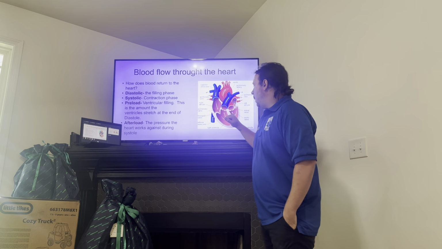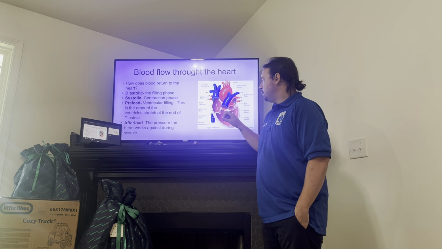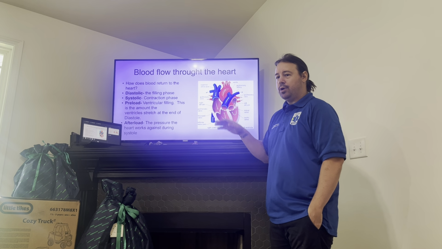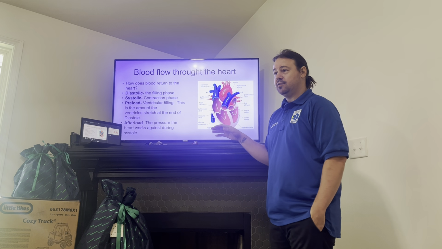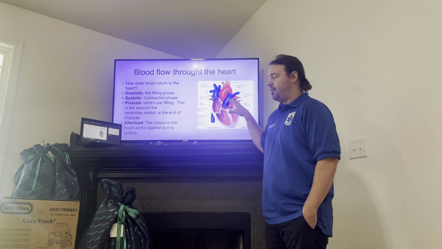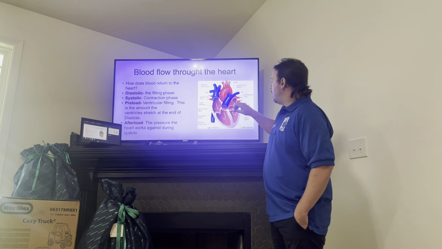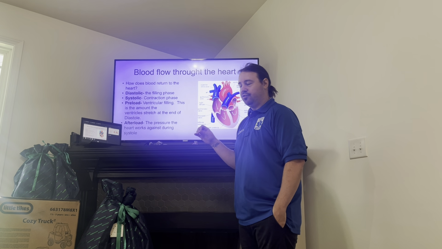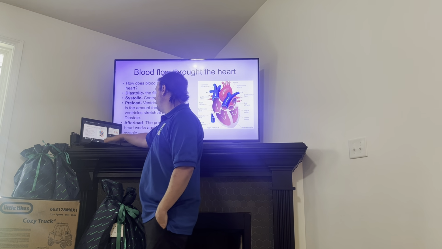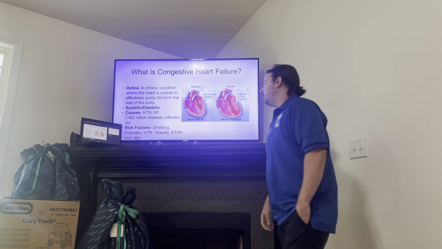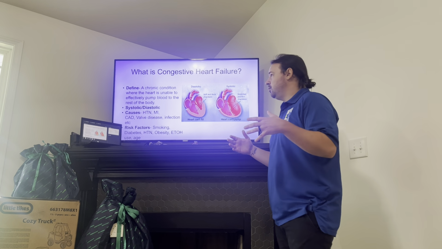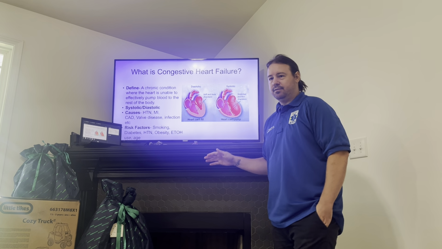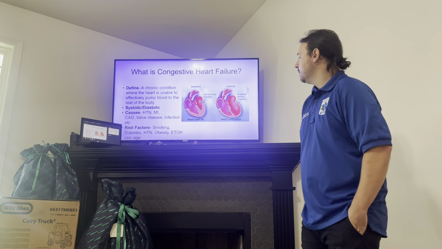So afterload and preload will be terms we'll use later on to discuss how we treat and how the medications and the things that we're doing affect these and how that assists, right? But when we're talking about heart failure, we're talking about what the heart does effectively, which is pump oxygenated blood. Heart failure is a broad term used to describe a chronic condition where the heart is unable to pump blood effectively to the rest of the body, okay?